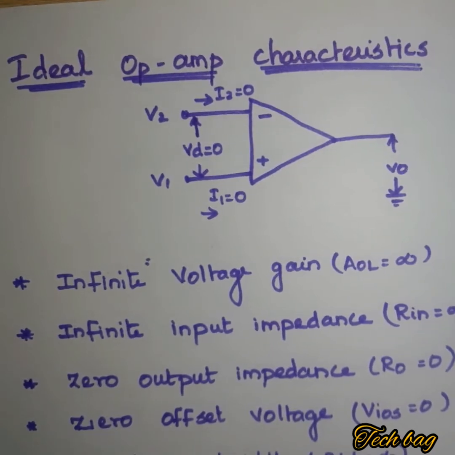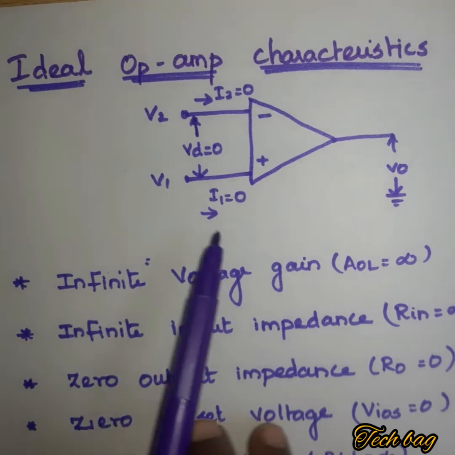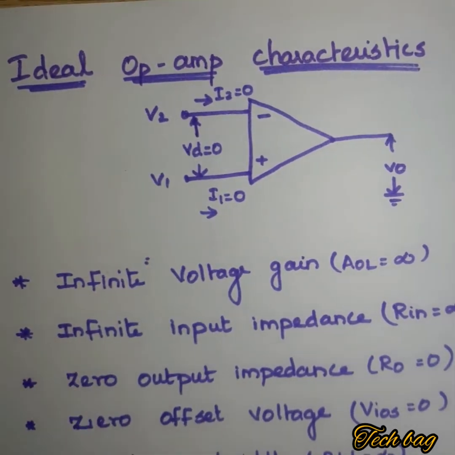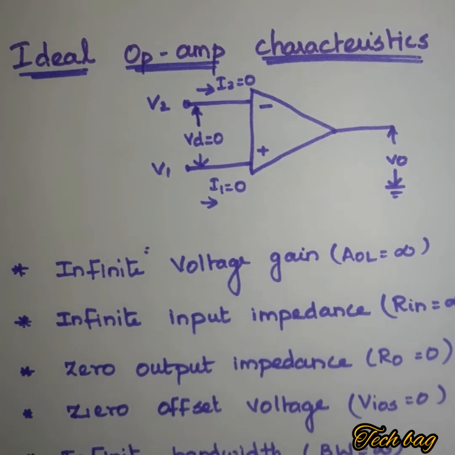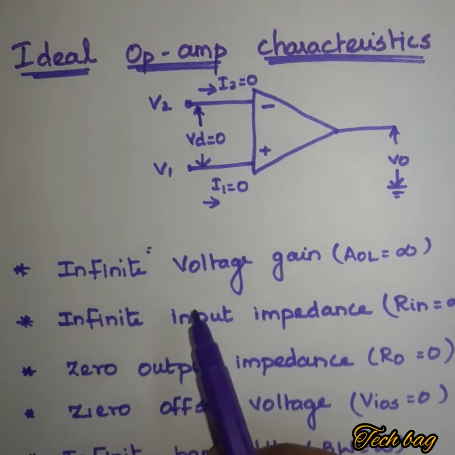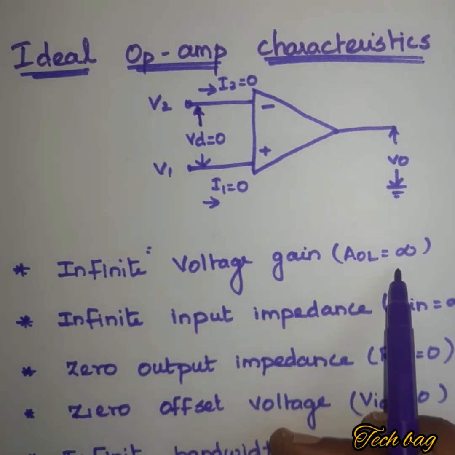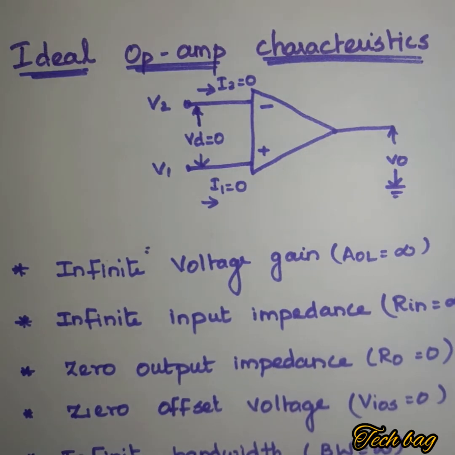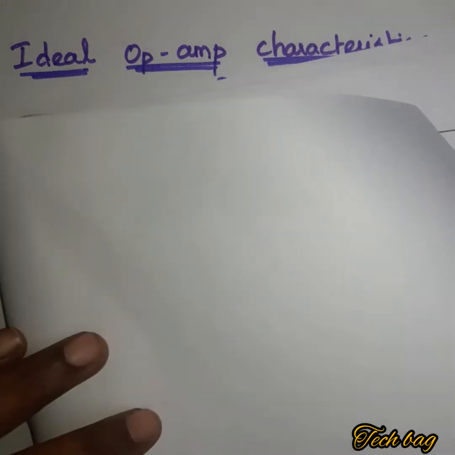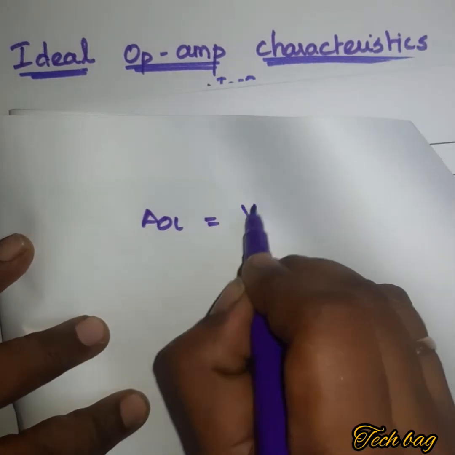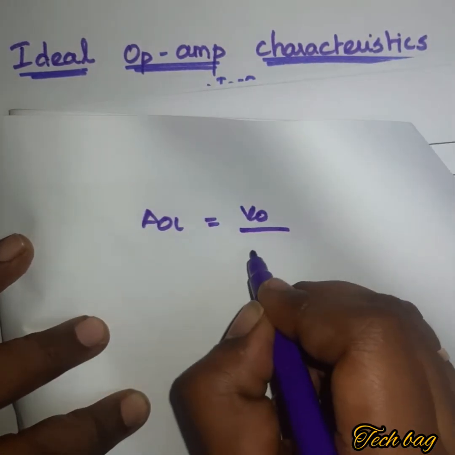Next we will see the characteristics of ideal operational amplifier. This symbol shows the ideal operational amplifier. The first characteristic of ideal operational amplifier is that it has infinite open loop voltage gain, that is AOL is equal to infinity. So AOL, the voltage gain, is equal to output voltage divided by input voltage.